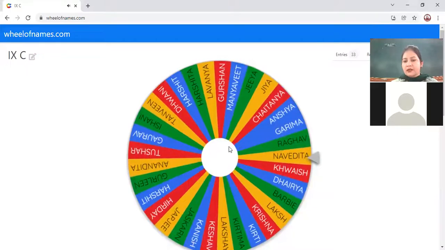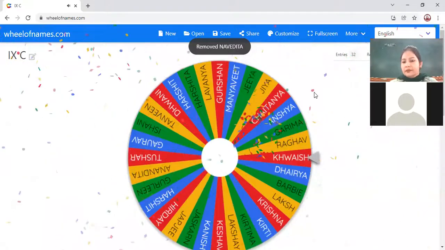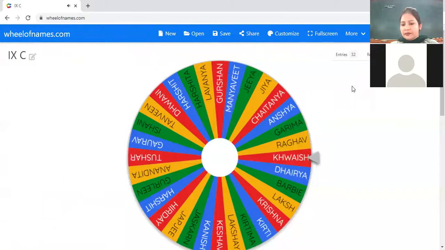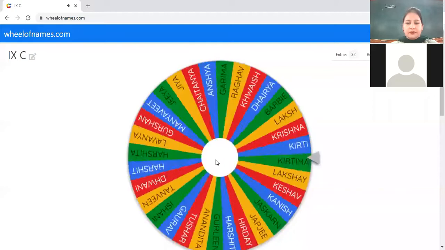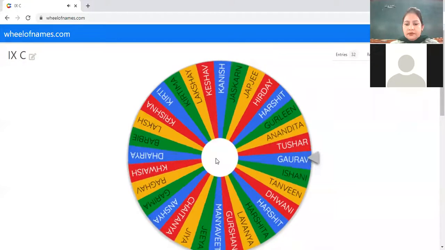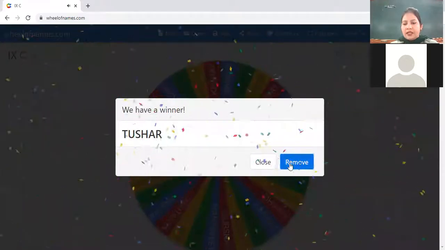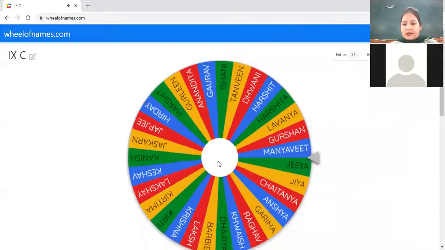Navedita is present? Navedita, raise your hand. Is she present? No. Okay, next. Tushar. Is Tushar present? Raise your hand if you are there. Okay, next.